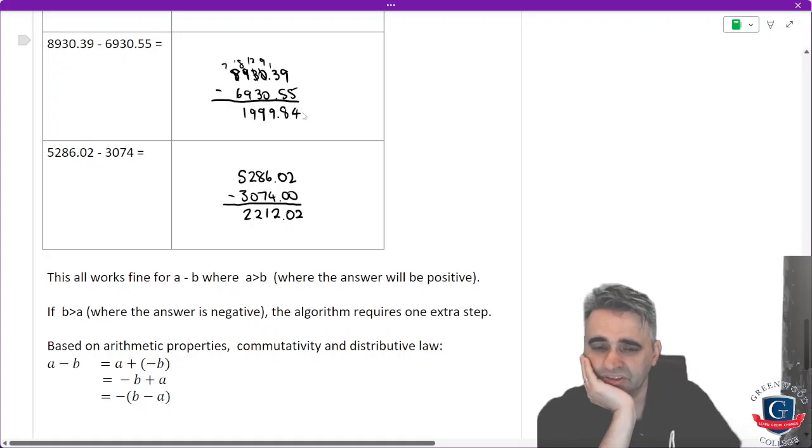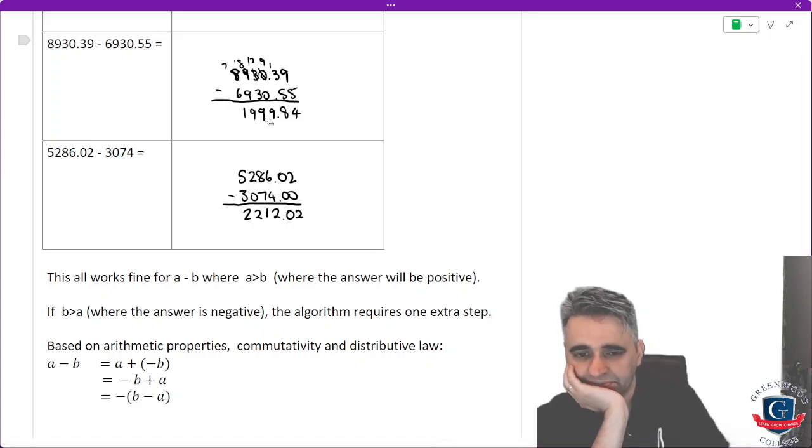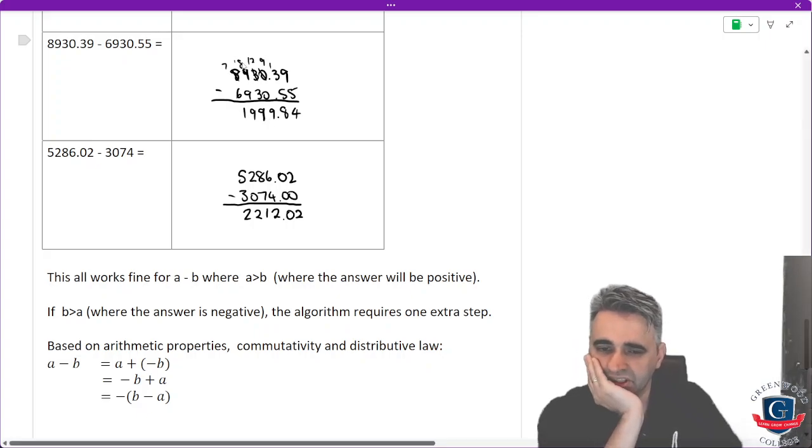8930.39. 6930 is also a bit ugly. 5 from 9 is 4. Can't. Borrow. Need to borrow from up here. That becomes 9. That becomes 13. That becomes 8. 0 from 9 is 9. 3 from 2 you can't. Borrow from here, becomes 12. 3 from 12 definitely isn't 9. I was also getting tired at this point. Or is it? No, it is. It's 9. 12 take 3 is 9. 9 from 8 you can't. Borrow. 9 from 18 is 9. 6 and 7 is 1. 1999.84.